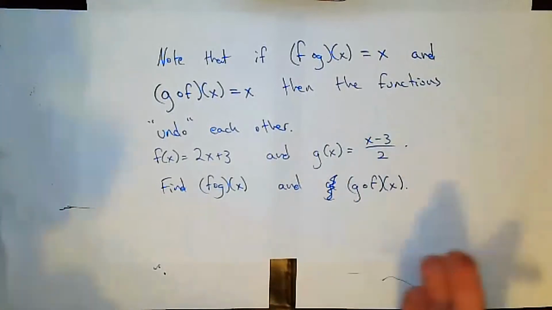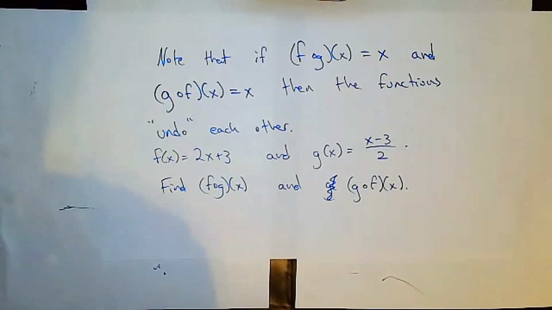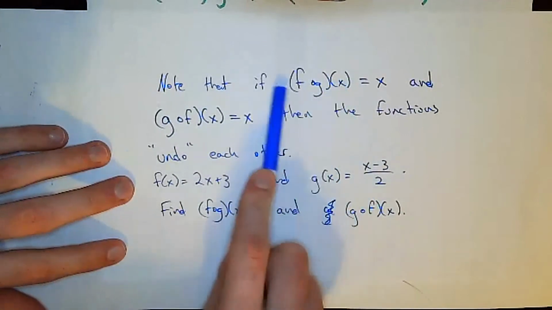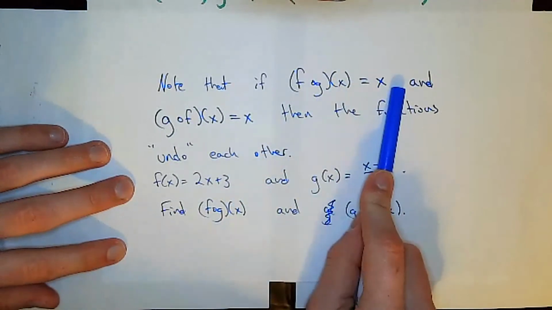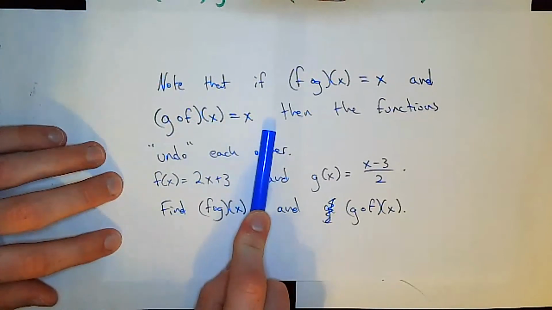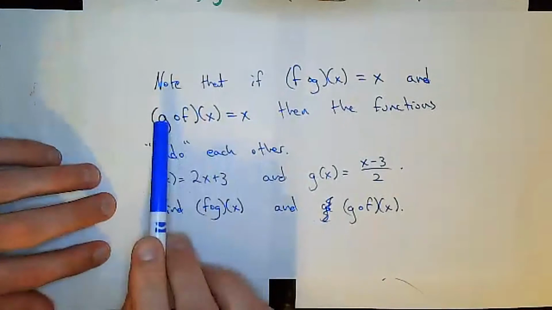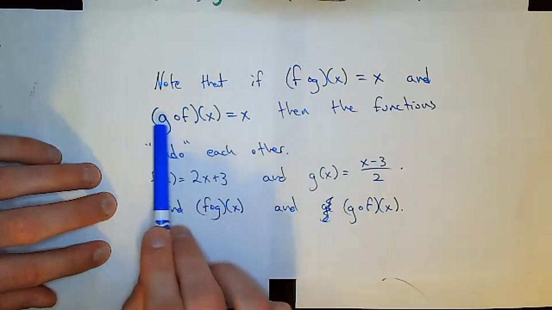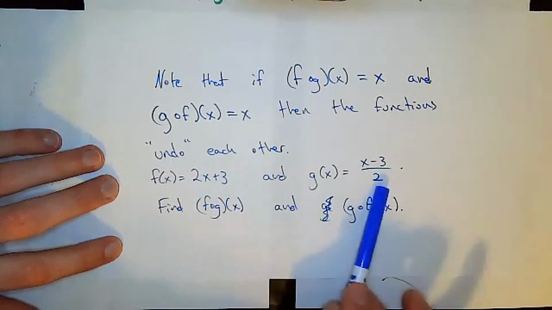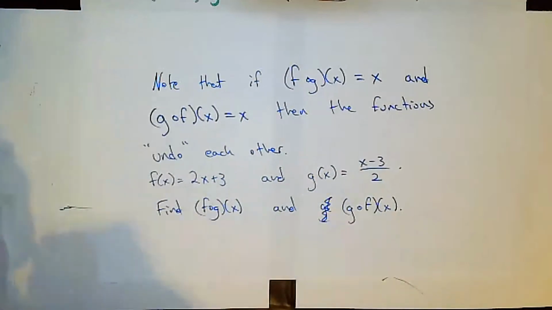So the functions undo each other. You input an x into the composition and it just spits it right back out, as if nothing ever happened to it, because f and g undo each other. Okay, so try that as an extra little example, and that'll set the stage for the next section of discussing inverse functions.